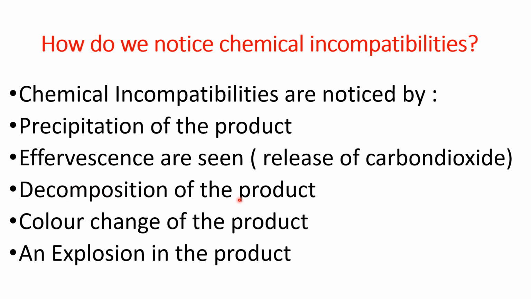Or we may notice a decomposition of the product. Initially the product is white in color when we started using, but after one day or the next day after preparation, we see that its color has changed. Decomposition is nothing but where the stability of the product is changed. A reaction is taking place, or a color change in the product, or an explosion in the product. A product may explode. So these are how we notice that a chemical incompatibility has taken place. Number one, there may be a precipitation of the product. Number two, effervescence is seen. Number three, decomposition of the product. Four, a color change. Or fifth, an explosion of the product.